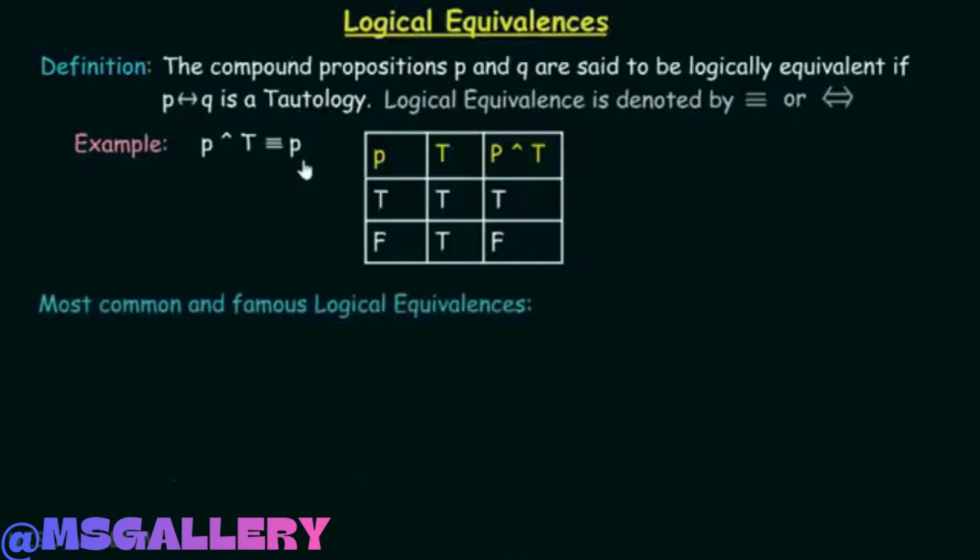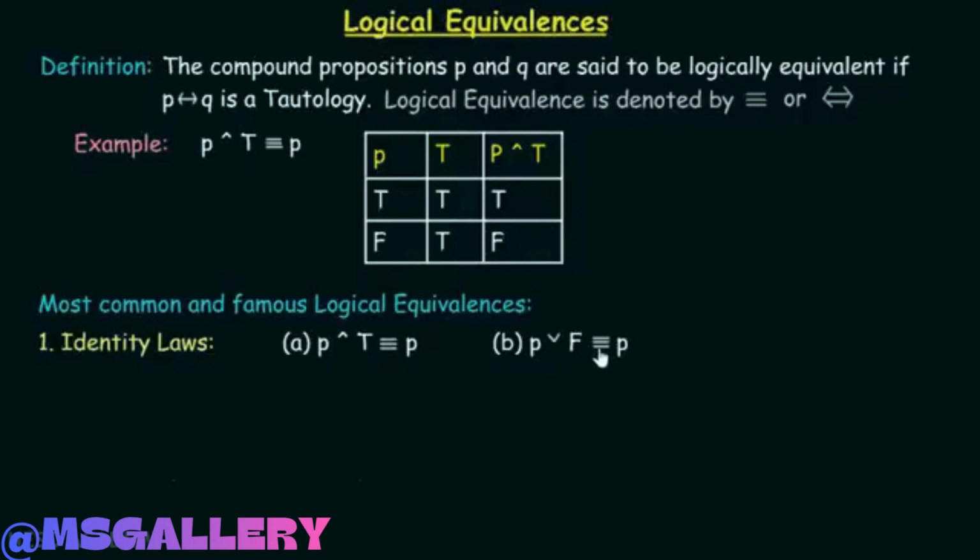Now let's consider the most common and famous logical equivalences of all time. The first one is identity laws. P and true is equivalent to P, which we already saw in this example. P or false is equivalent to P. You can logically think about this statement.